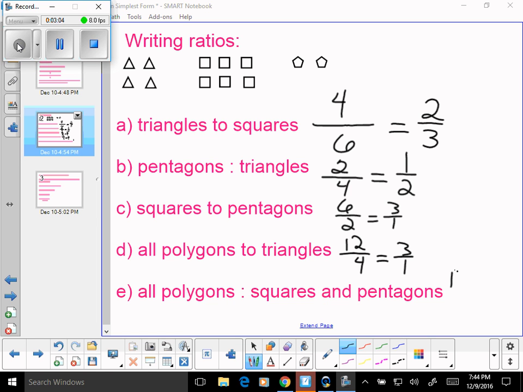All polygons to the number of squares and pentagons. This means we add the number of squares and the number of pentagons, and we would get 8. When we reduce that, we will have 3/2, or 3:2.